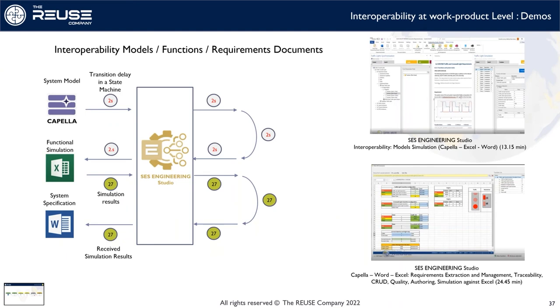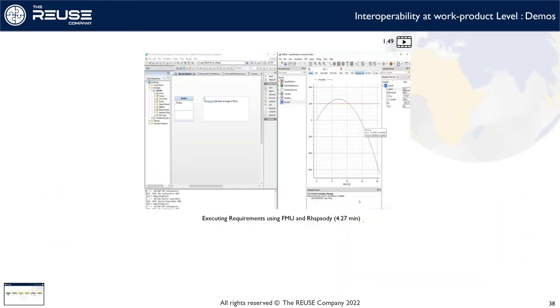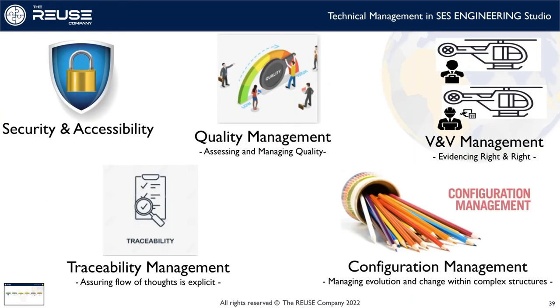And then we have other videos where we connect, inside Word, Capella, a simulation machine on Excel, and the whole Word itself for writing some requirements. And here's a little bit more complex, the same video. Here we execute requirements inside Rhapsody, sending them to an FMU, which is a connection to an FMU, and then we send them. Technical management, that's the strength of reuse.